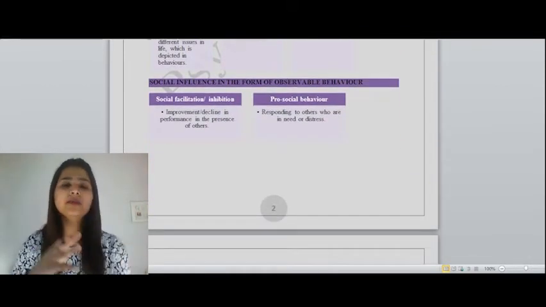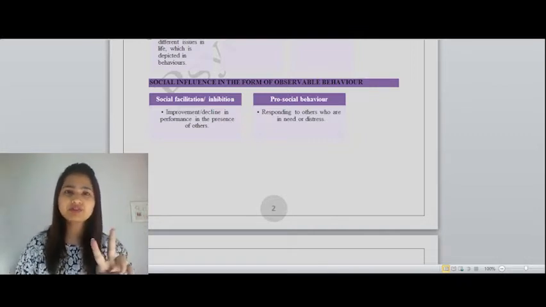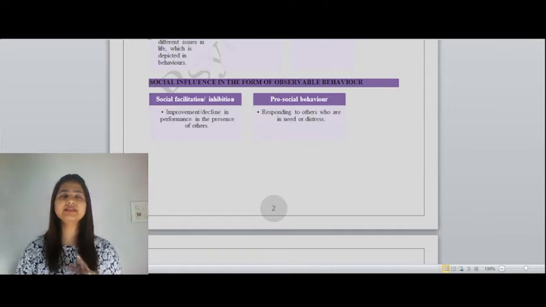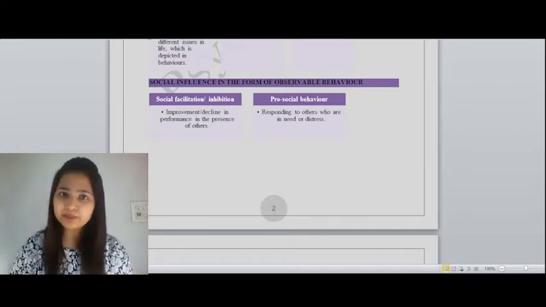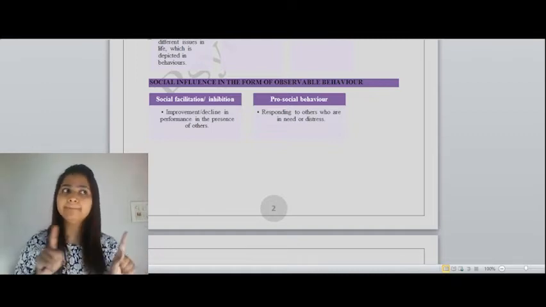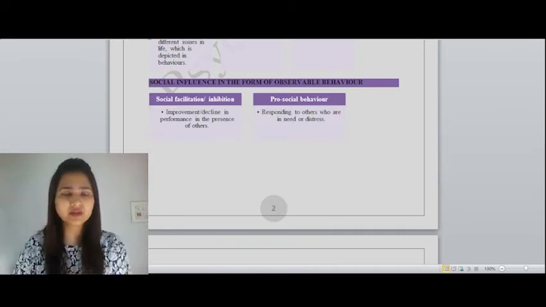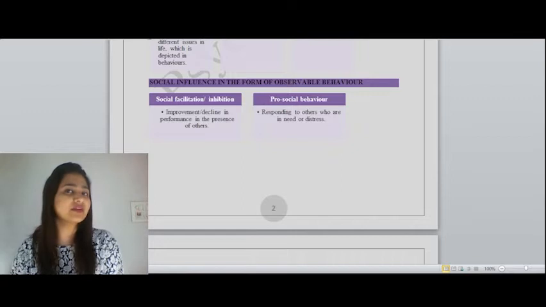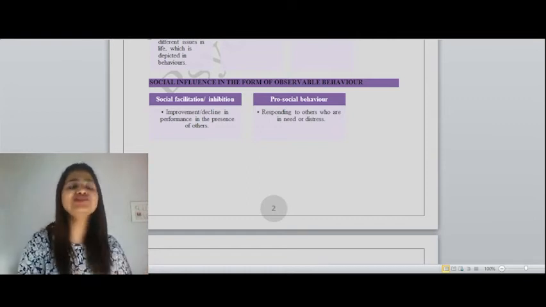Apart from that, when we talk about social influence, how does your behavior get influenced by the presence of people? So there are two types of such behaviors: social facilitation and inhibition, and pro-social behavior. Social facilitation and inhibition is basically, when my behavior gets better due to the presence of the larger whole, due to the presence of people, that is known as social facilitation. But on the other hand, if my behavior gets inhibited, or if my behavior gets bad in the presence of the larger whole, that is known as social inhibition. So the decline in the performance in presence of others is social inhibition, and the improvement in the performance in front of the larger whole, that is social facilitation.